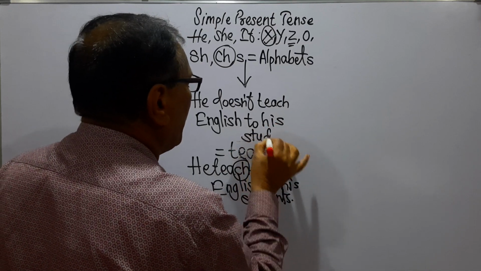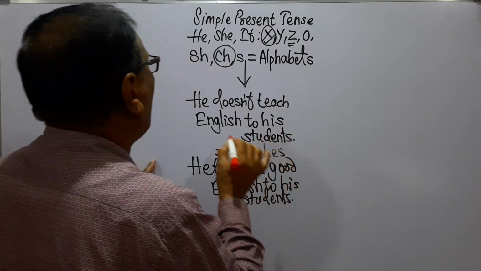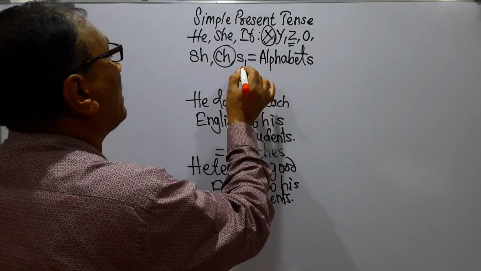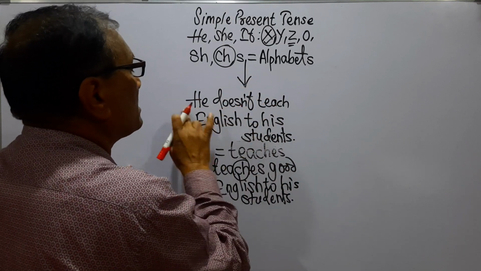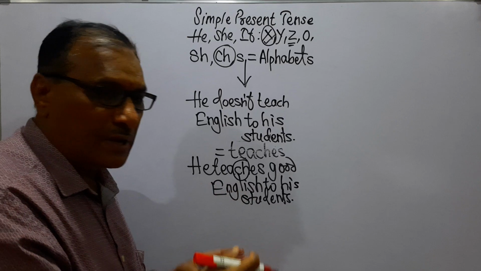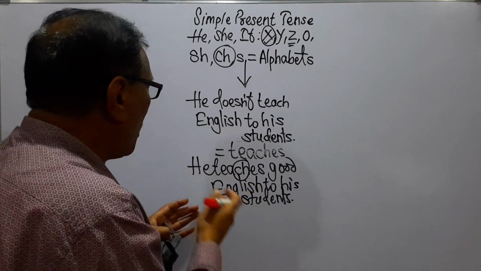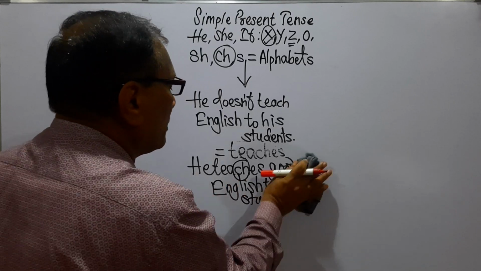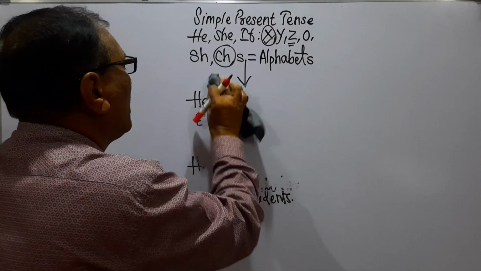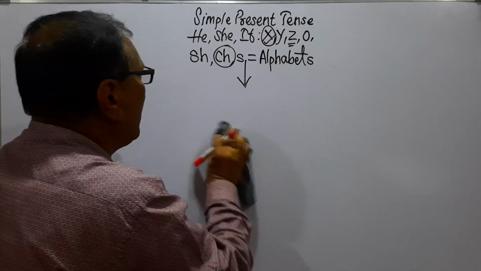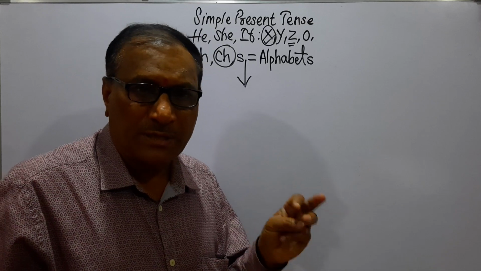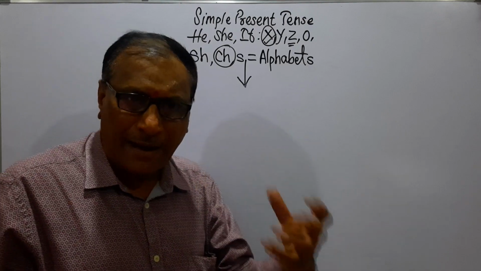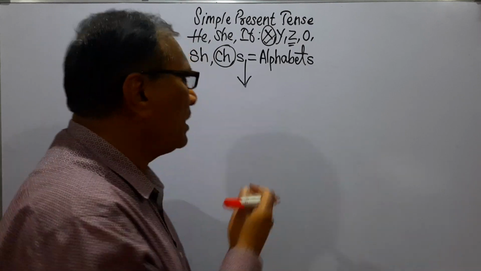So remember here, my point is that the negative will be like this: he does not teach, means he doesn't make the habit of teaching. Or he teaches good English to his students, means he makes the good habit of teaching. That is the explanation. So, remember, when at the end of the verb there is X, Y, Z, O, S, H, S, C, H alphabets, then we add the ES suffix to the main verb and we speak like this.